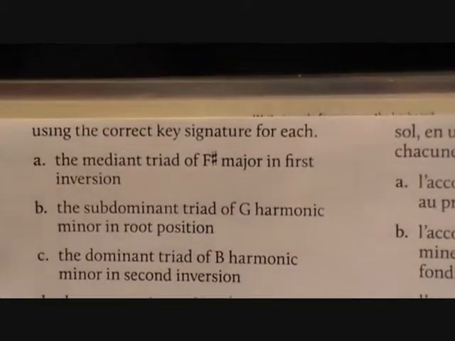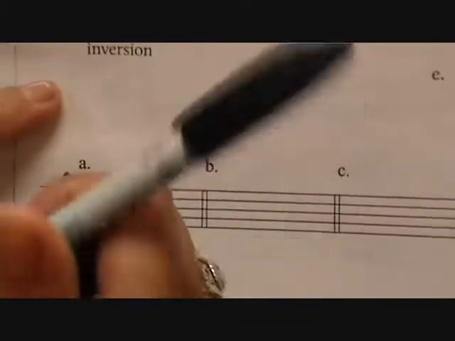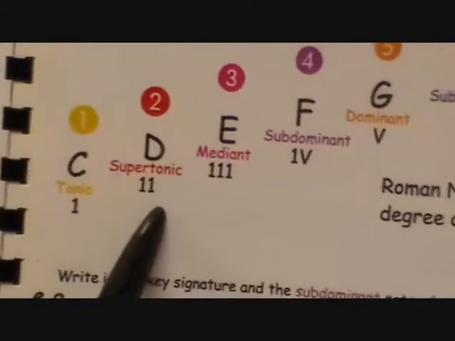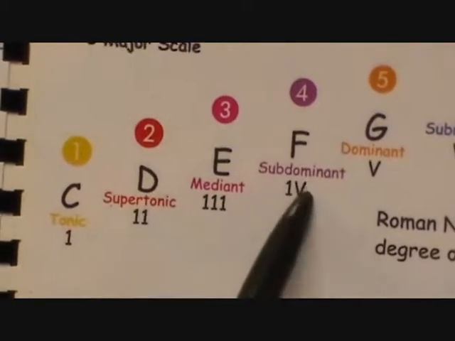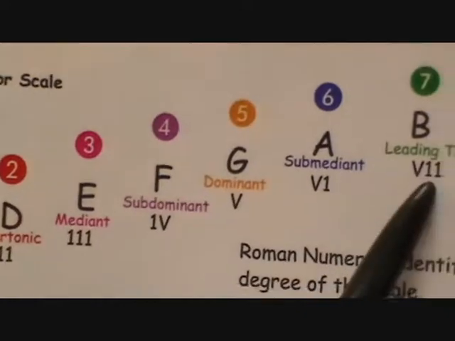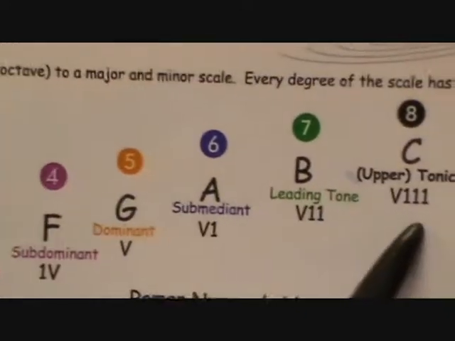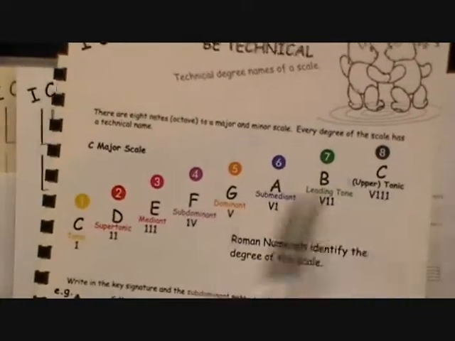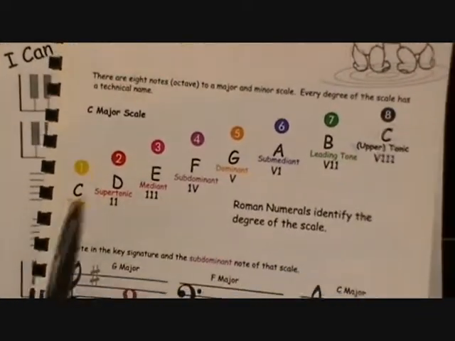Okay, so remember we're in the treble clef. They'll usually give you the clef. So the mediant triad. So we have to know our technical degrees. And here, just let me show you. We have our tonic, supertonic, mediant, subdominant, dominant, submediant, leading tone, which is 7, and your upper tonic. All right, so there's a possibility of 7 because the upper tonic is the same as the tonic name.